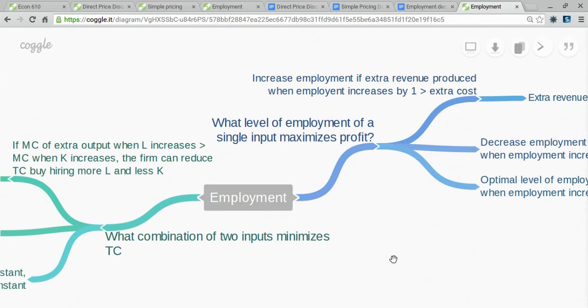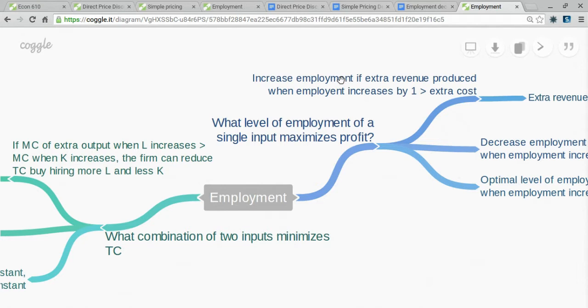So here's a summary of employment decisions. The first question we address is what level of employment of a single input maximizes profit. So we're looking at what happens when I change one input and all other factors or inputs are fixed.